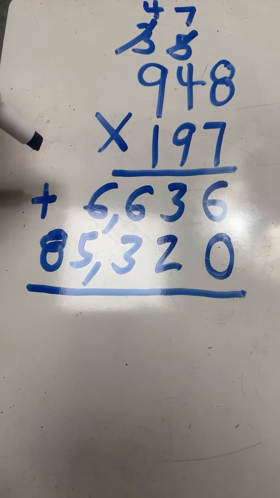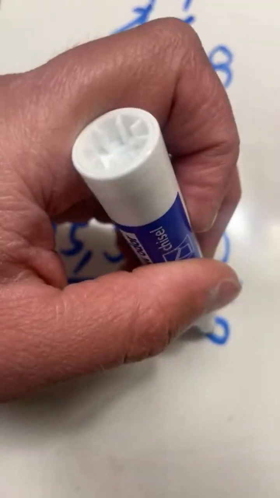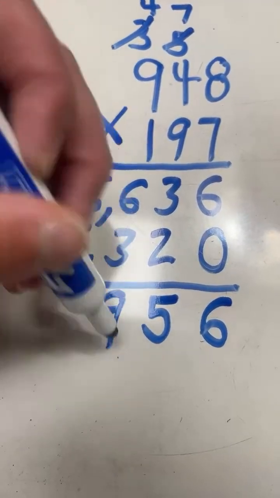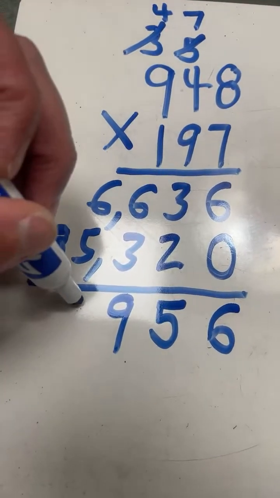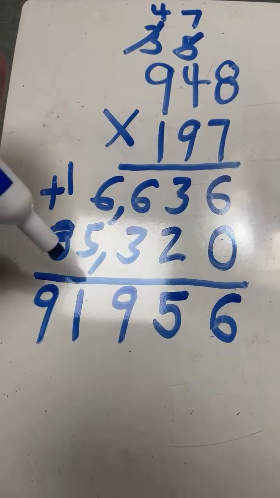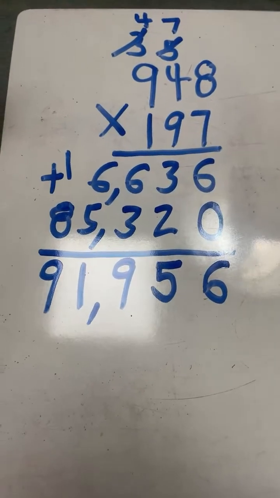Next, we are adding both numbers together to get our final answer. 6 plus 0 equals 6. 3 plus 2 equals 5. 6 plus 3 equals 9. 6 plus 5 equals 11. 1, carry the 1. 1 plus 8 equals 9. And we have our final answer.